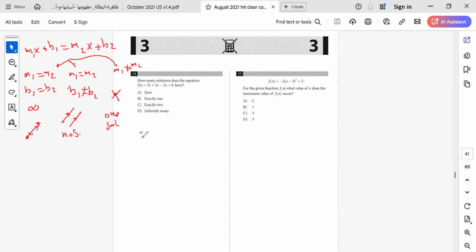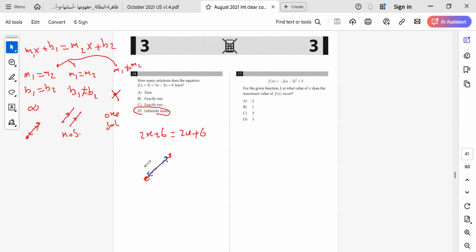If I expand, it will be 2x plus 6. Here, if I simplify, 2x plus 6, the same equation. So infinitely many solutions, because it's the same. Imagine that the first line and the second line will be exactly the same. So how many points do they intersect? Infinitely many, so infinitely many solutions.